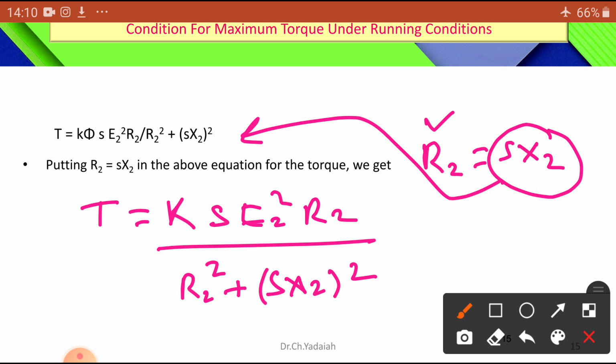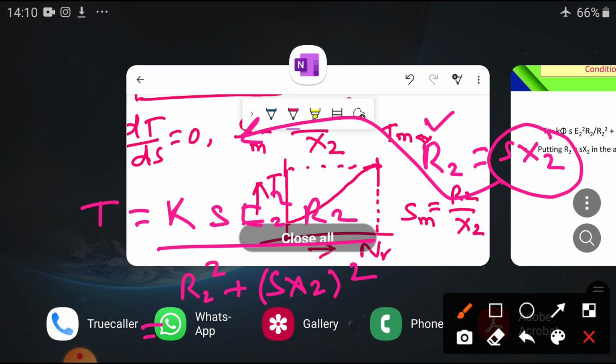Now I am going to write it. Wherever S X2 appears, I can write R2. Then what will happen? Simply write it. Okay, you can go to this equation.